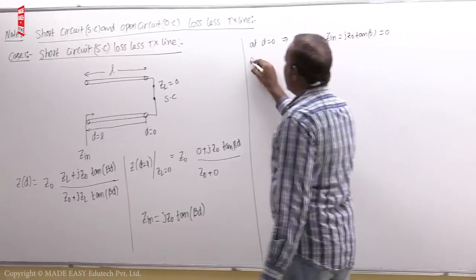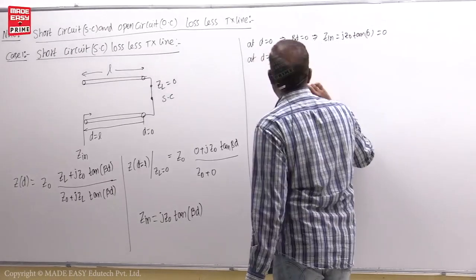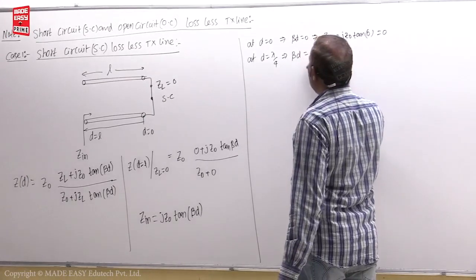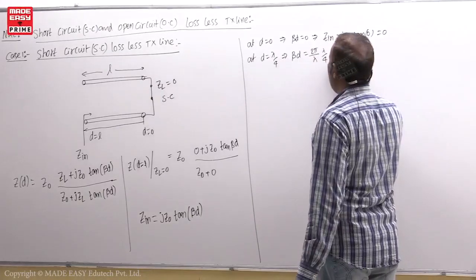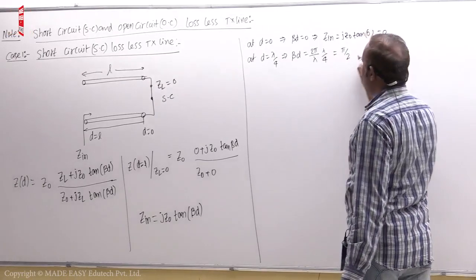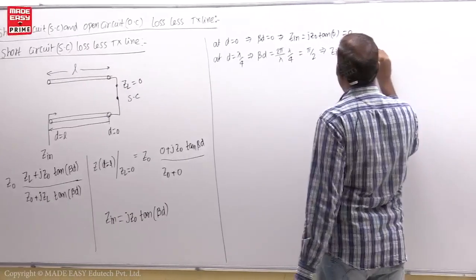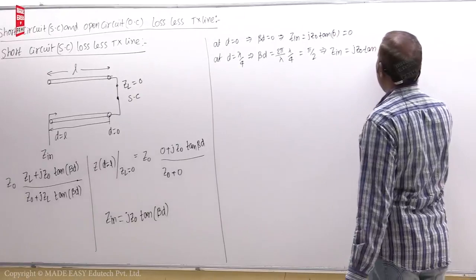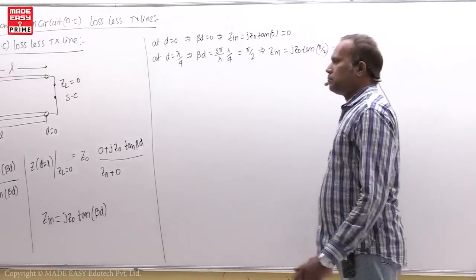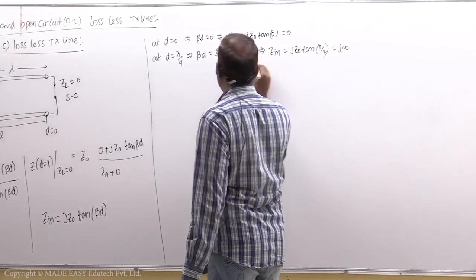You got 0. So at d is equal to λ/4 distance, βd is nothing but β is 2π/λ, d is λ/4. That is nothing but λ cancels, you get π/2. That implies Zin is equal to jZ0 tan βd, where βd is π/2 here. So ultimately you get j infinity. Okay, j infinity, but angle is π/2.